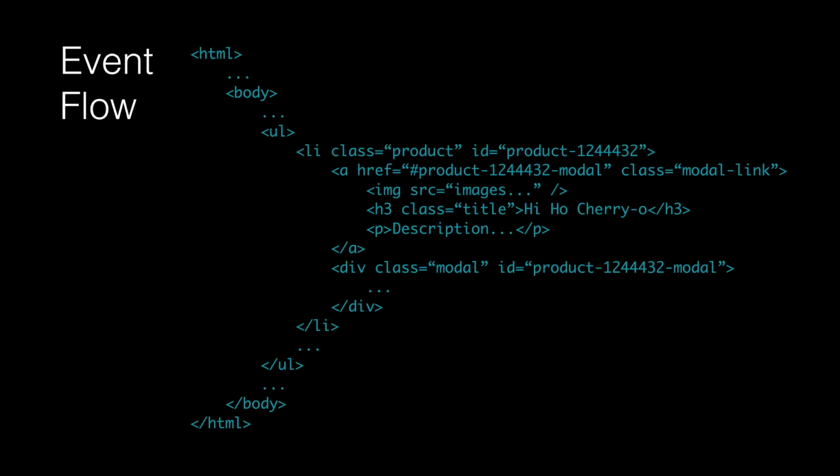We need to talk about event flow. Keep in mind that when you interact with an element on the page, you are interacting with a very specific element on the page. For example, look at this code here. If you can imagine what's going on, there's perhaps a series of list items that each contain a hyperlink wrapped around an image, a heading, and a description.